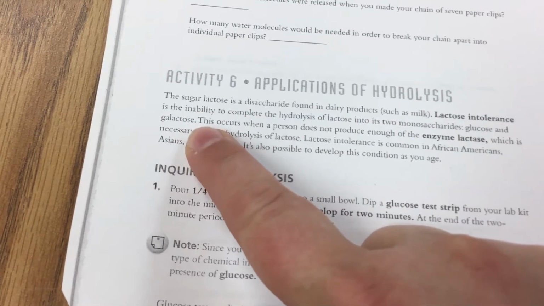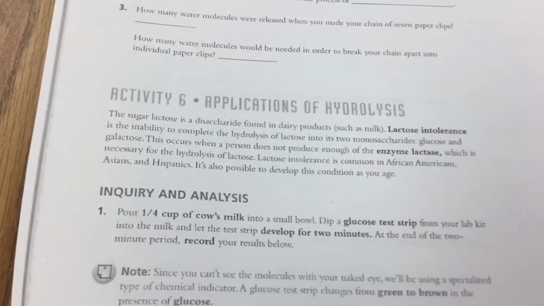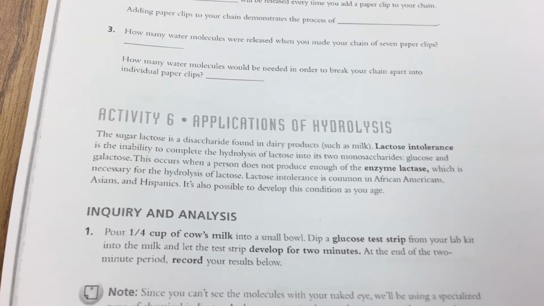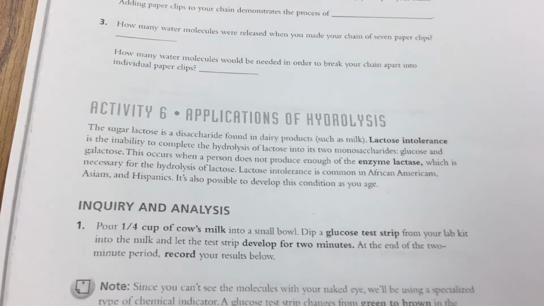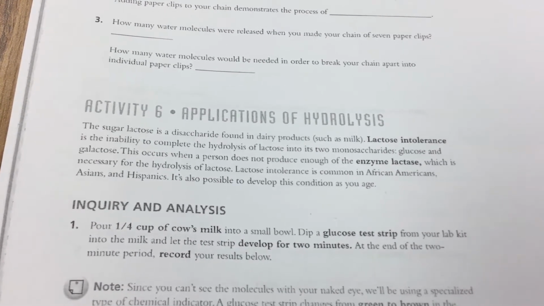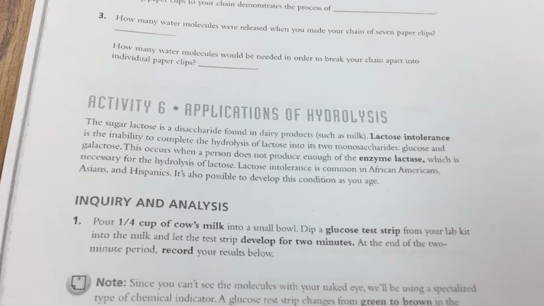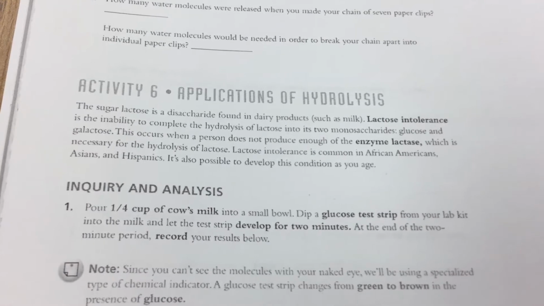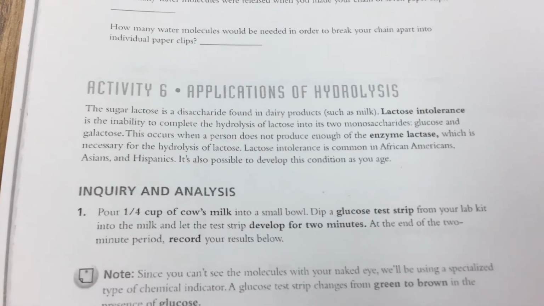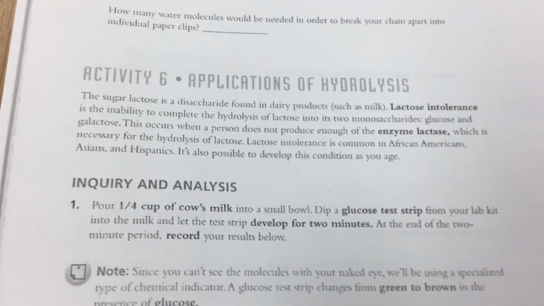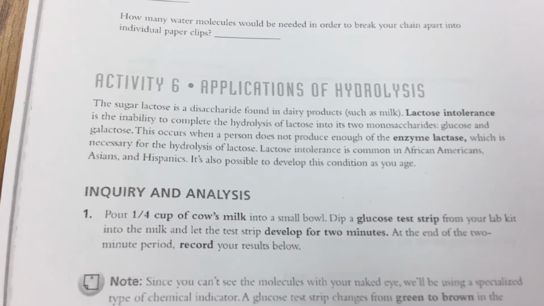Down here, this occurs when a person does not produce enough of the enzyme lactase, which is necessary for the hydrolysis of lactose. Lactose intolerance is common in African Americans, Asians, and Hispanics. It's also possible to develop this condition as you age. So it affects a lot of people, and even if you don't have it now, you might get it when you're older. So we're going to model this for you.